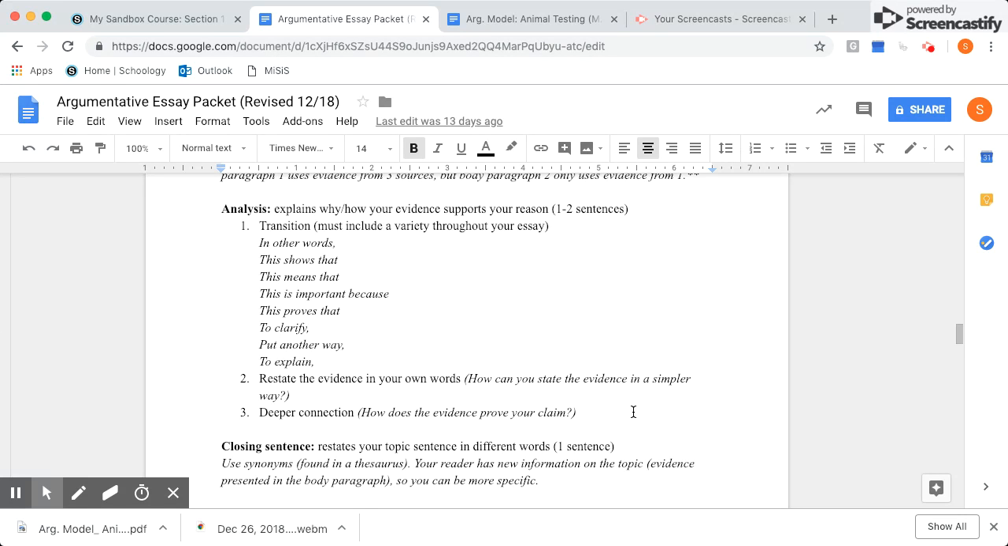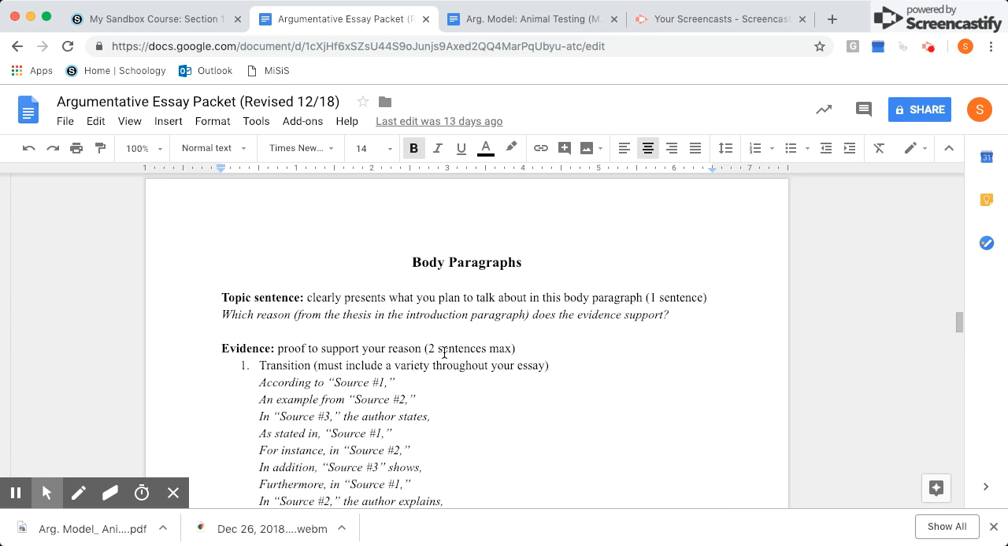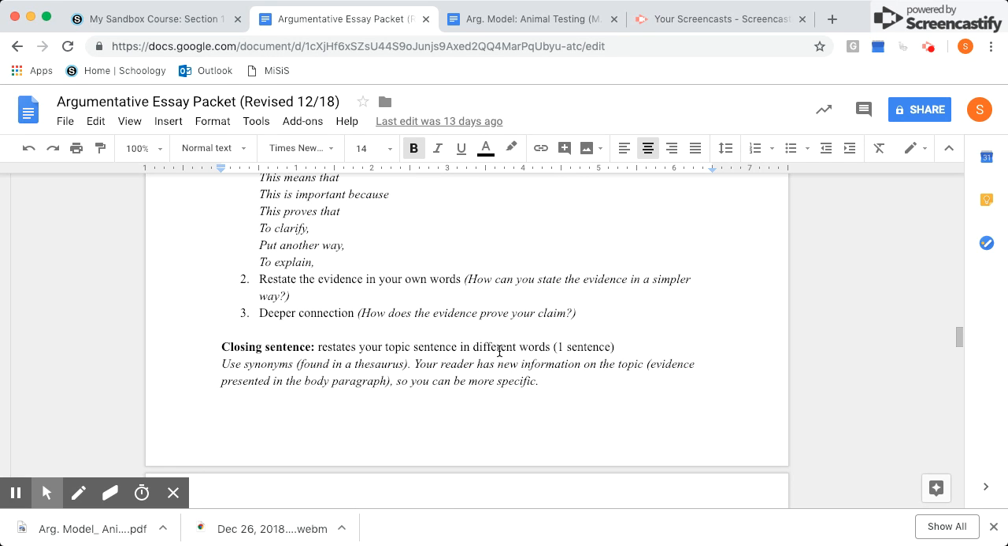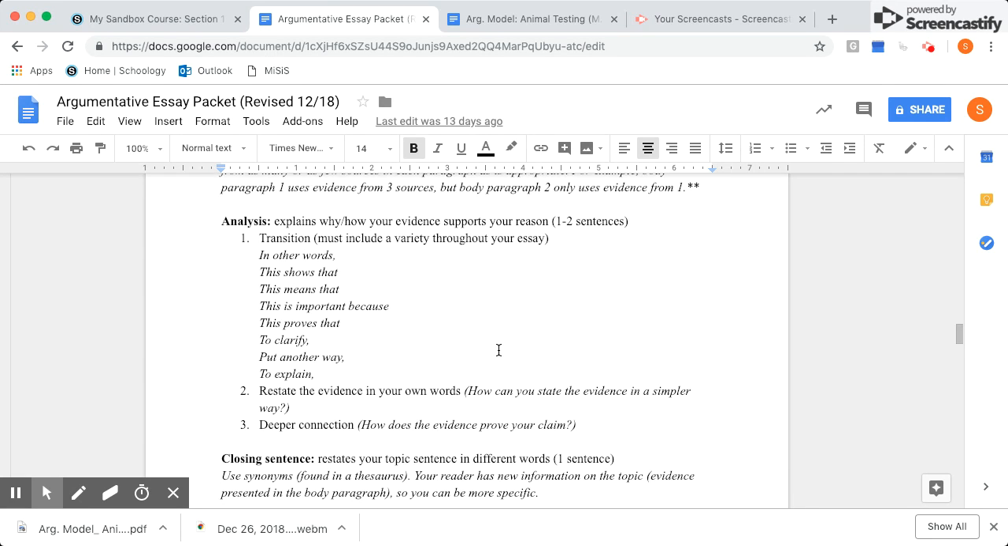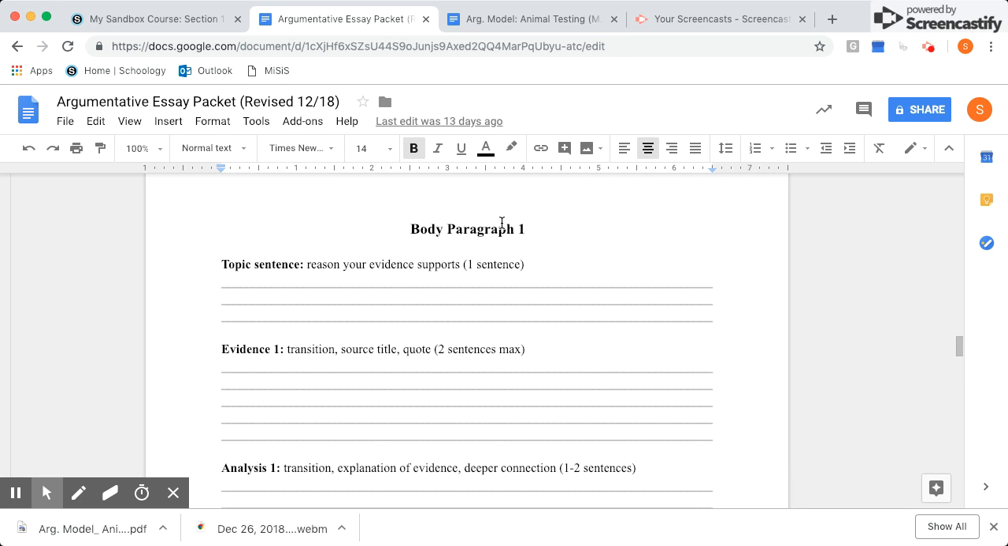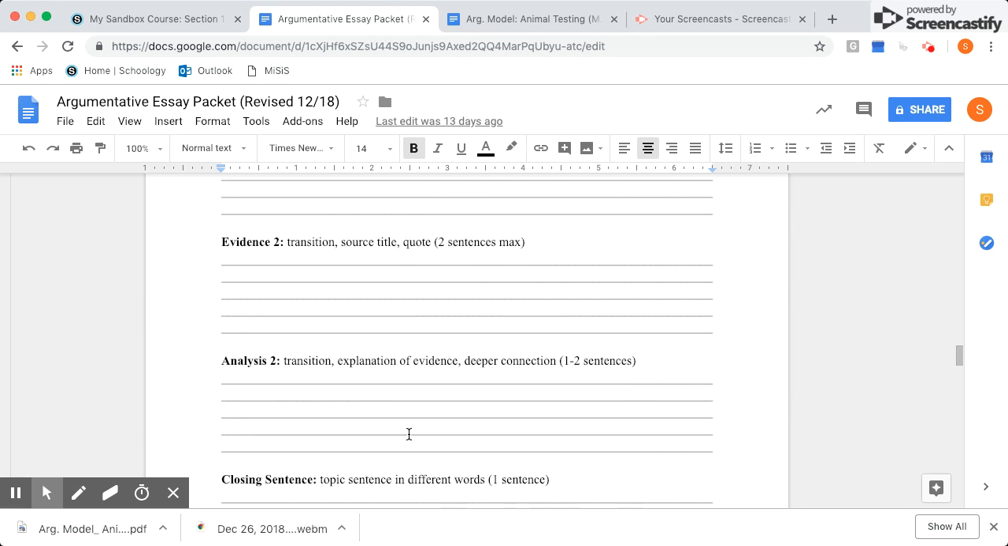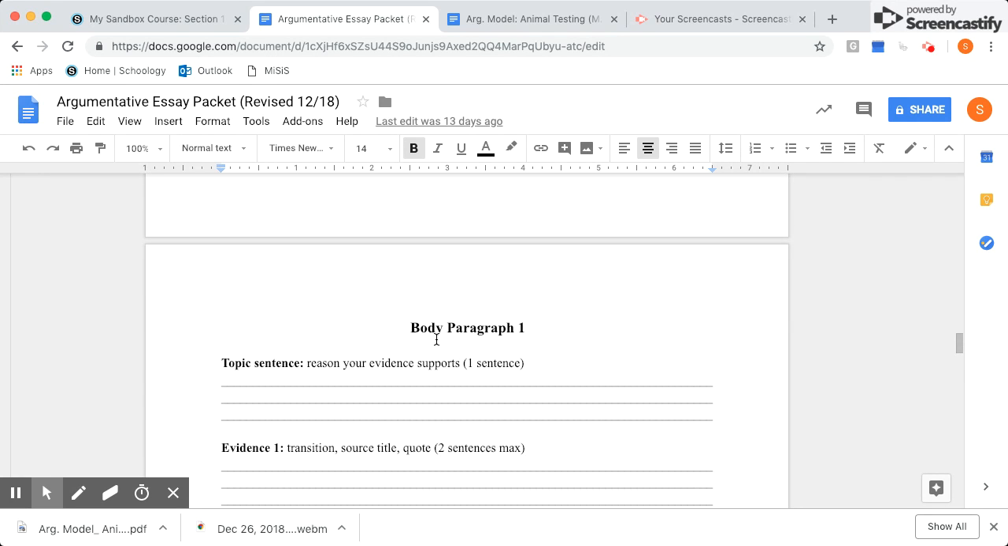And then deeper connection. So who cares? Why does it matter? It's that you have to hammer it into the reader's mind, why they should care. You want to make it unwavering. It's that deeper meaning. It's not the obvious. And then your closing sentence, which is exactly like your topic sentence in different words. So this is where a thesaurus comes in handy. You're looking for those synonyms. Keep in mind, you'll also have this graphic organizer. Just reminds you, feel free to use it. Again, it's in your packet, but it gives you each part.